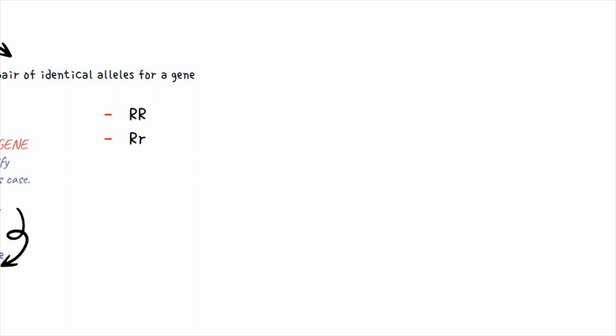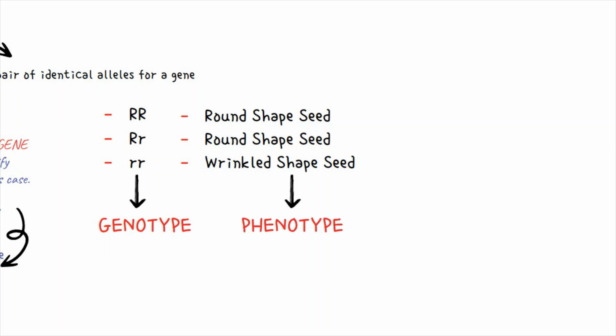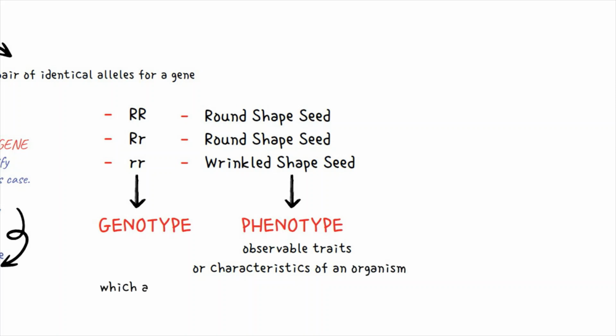So now these are the genetic makeup of these organisms, and this genetic makeup is called genotype, and this genotype leads to the appearance of physical trait in an organism, in this case round shape of the seed and wrinkled shape of the seed. So this physical appearance is called phenotype of an organism. So what is the phenotype? It is the observable traits or characteristics of an organism which are determined by underlying genetic makeup or genotype.